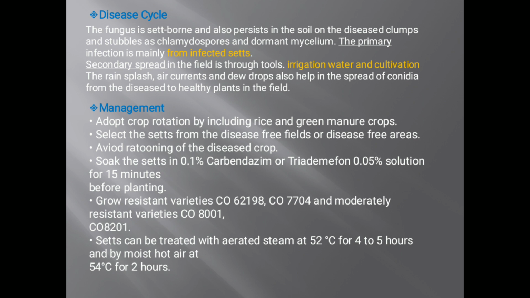Then, before sowing, grow resistant varieties like Co 62198, Co 7704, and moderately resistant varieties like Co 8001, Co 8201. Seeds can be treated with aerated steam at 52 degrees Celsius for 4 to 5 hours, or by moist air treatment at 54 degrees Celsius for 2 hours.